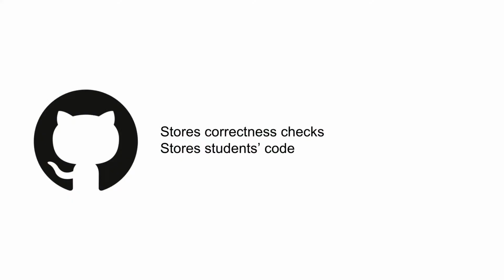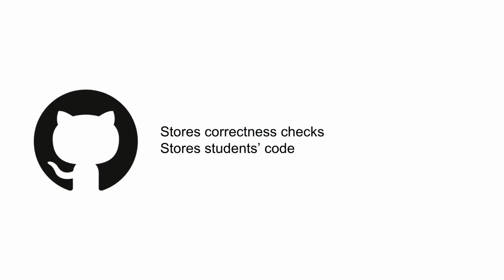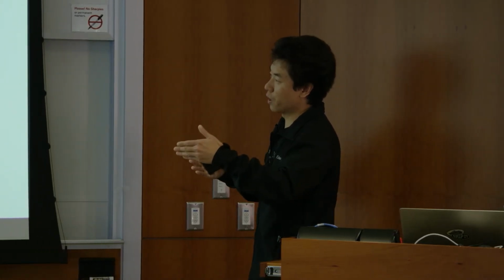And just to summarize, everything's on GitHub. The GitHub repository also stores the checks; the actual check50 checks are stored on GitHub, and students' code is also stored on GitHub. So every time students run a check50 check, their code will be committed to GitHub. You can see it as a way of saving students' progress as well.